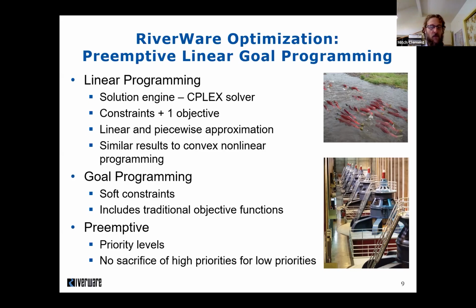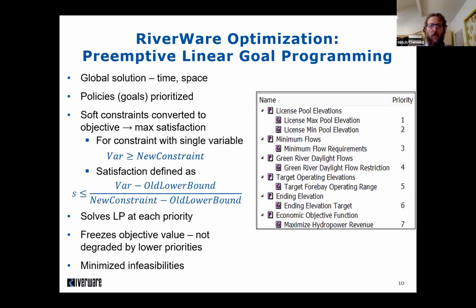And then the preemptive component, again, refers to this idea of priority levels. In the optimization, this means that no high priority policies are sacrificed for low priority objectives. So a little bit more about how that works. RiverWare optimization is a global solution, whereas the rule-based simulation solves time step by time step, object by object. The optimization solves all objects and all time steps simultaneously.